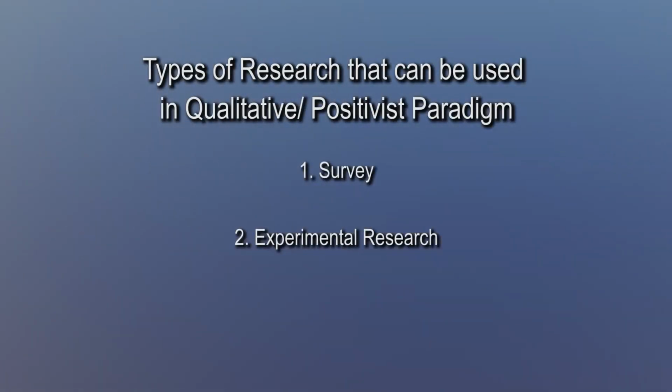So let us now look at the types of positivistic research. The first is a survey, and the second is an experiment. Let us deal with the second one first, because that seems a little bit more complicated than the first. The reasons you will get to know gradually as we discuss them.